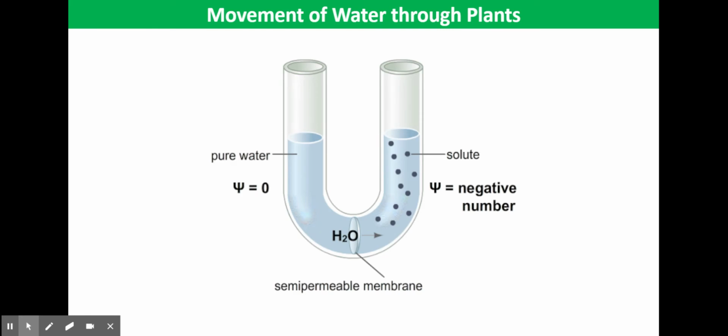We're now going to look at the movement from cell to cell. First of all, looking at water potential. Water potential is a measure of the tendency of water molecules to move from one place to another. Water always moves from a region of high water potential to a region of low water potential. The water potential of pure water is 0.